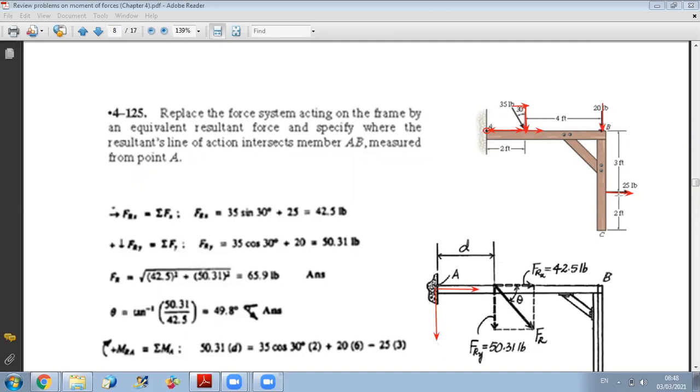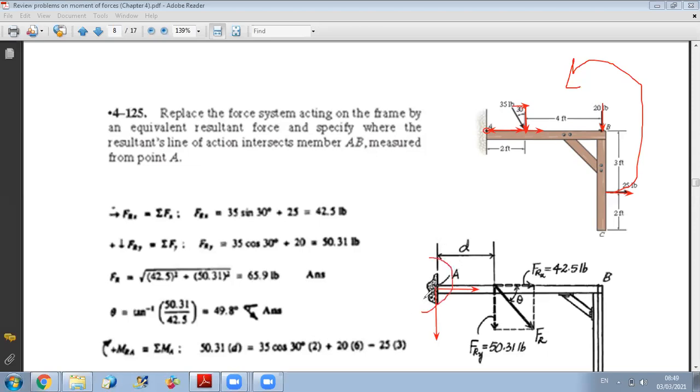And finally, pay attention to this force. This force is trying to rotate your structure about A in the counterclockwise direction. So it's a negative moment. It's minus 25 times 3. So when you do the resultant, you will get whether the resulting moment is clockwise or counterclockwise. Here it seems that the resulting moment is clockwise if you do the calculation.